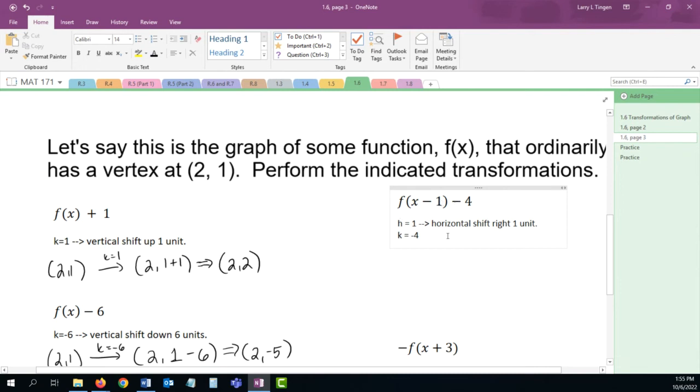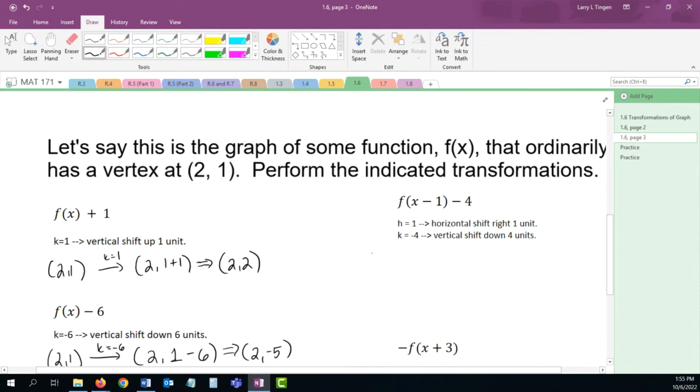And then the k is -4. When I'm messing with the outside, everything goes exactly like it looks, like I'm subtracting 4 on the outside. So that's a vertical shift down 4 units. What does it do to my point? Again, my vertex starts out at 2, 1. H is 1, K is -4.